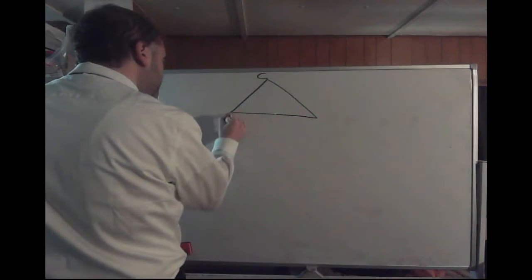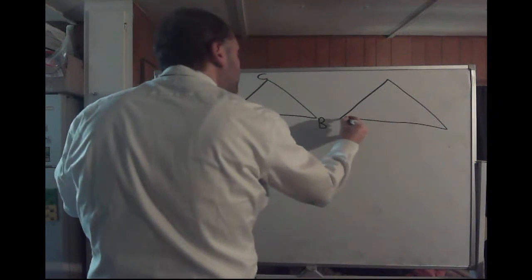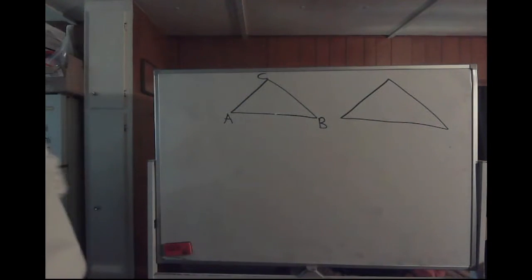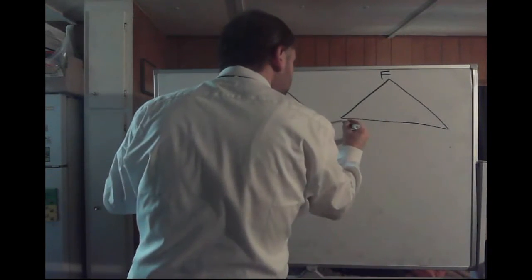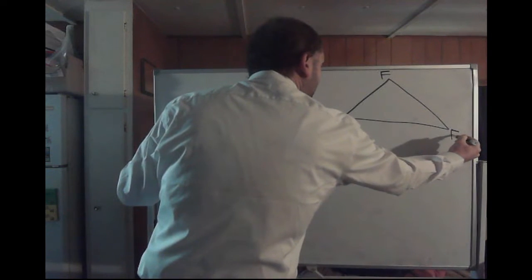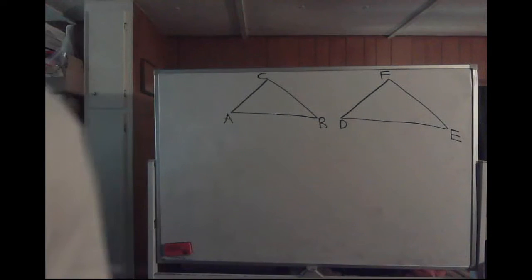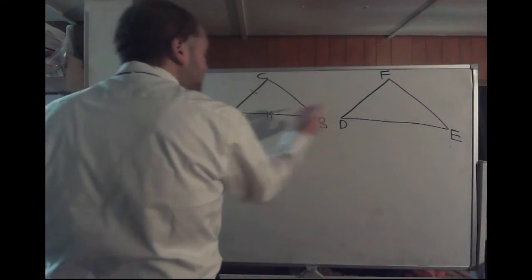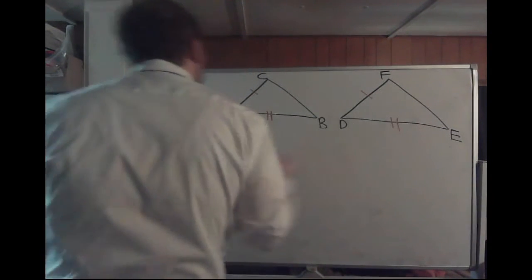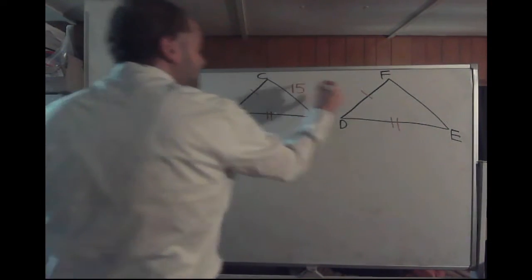We got triangle CAB, then we're about to put another triangle right next to it here. Not my best work, but it's a triangle. FDE is the name of the second one. Okay. Then what do they give us for this particular case? And then they give us 15 and 14.